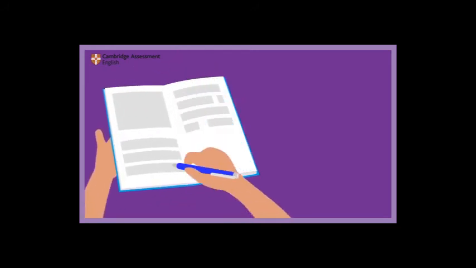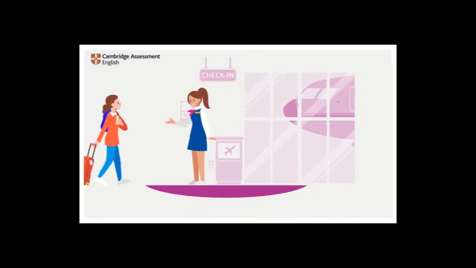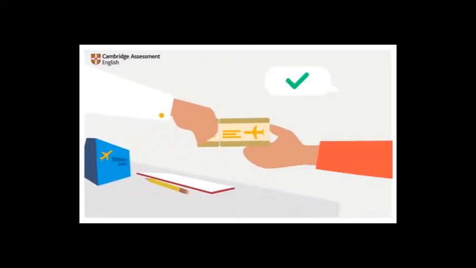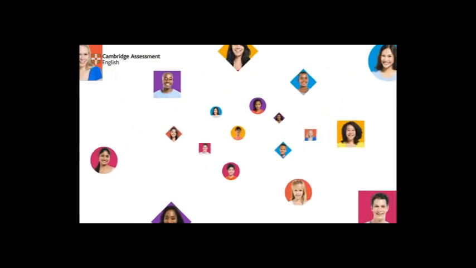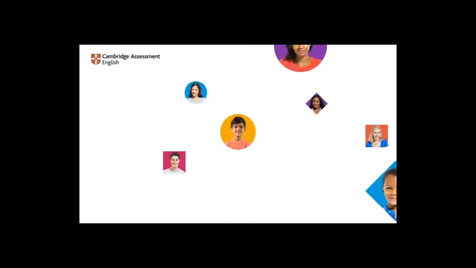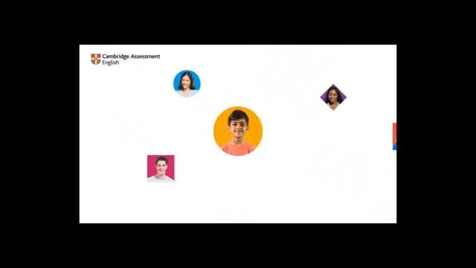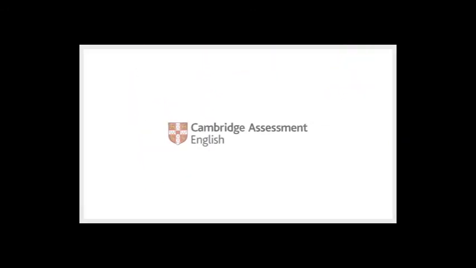After taking B1 Preliminary for Schools, students can go on to improve their English further by preparing for B2 First for Schools. At this level, they will learn how to express their opinion and will have the language skills they need to travel and work in an English-speaking country. Cambridge English qualifications help students develop their English language skills step by step. They help learners prove their skills to the world and lay the foundations for their future success.